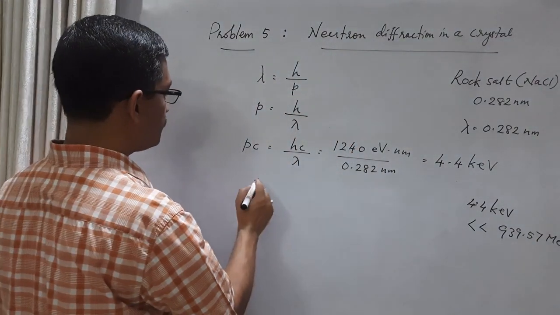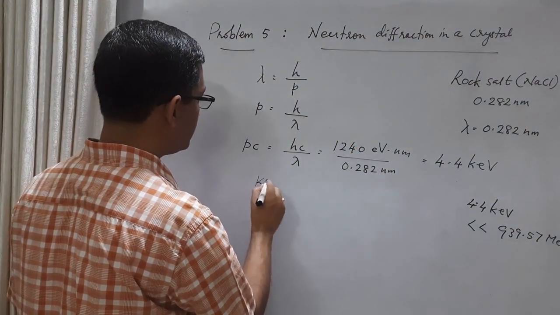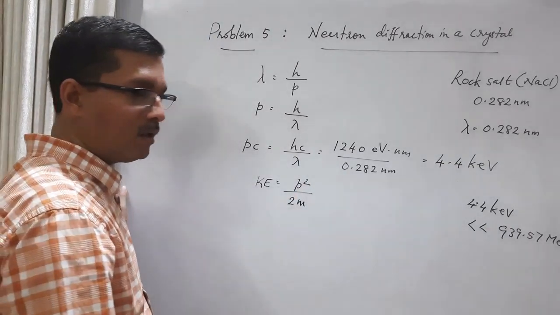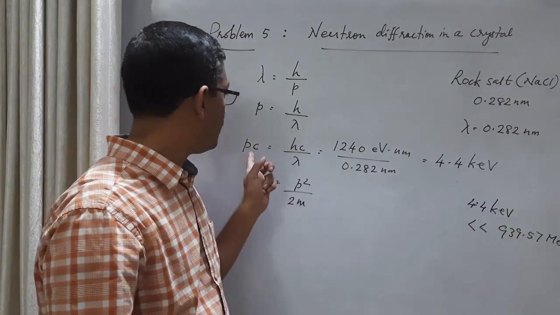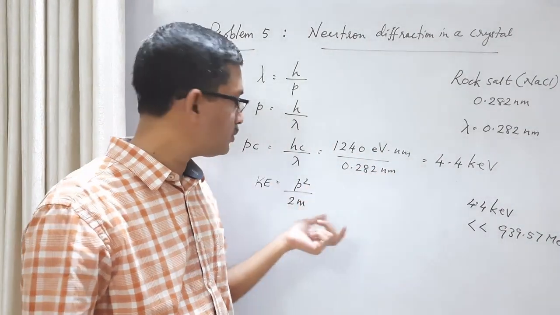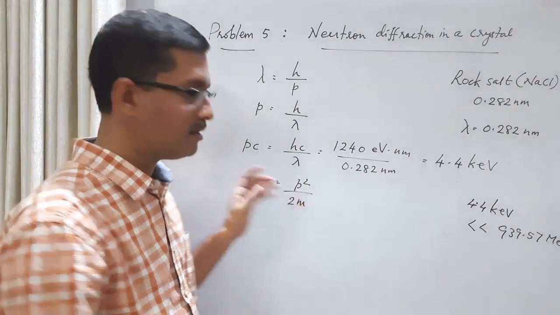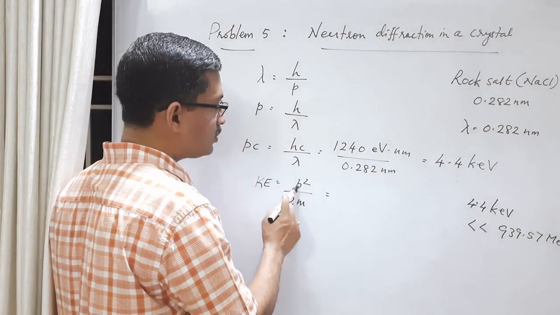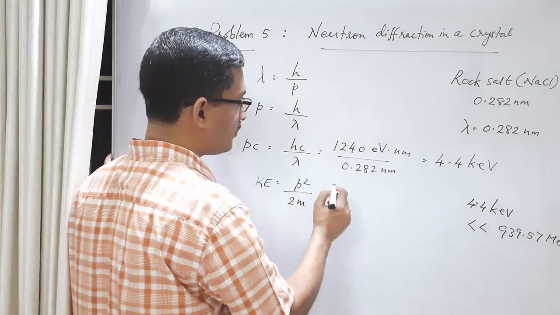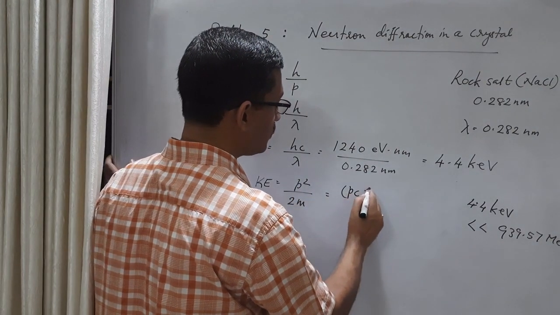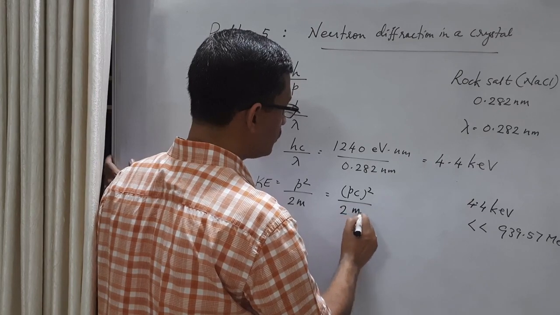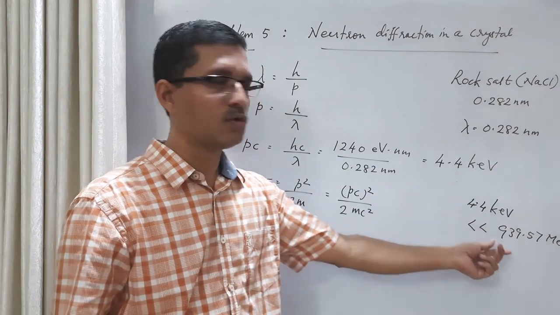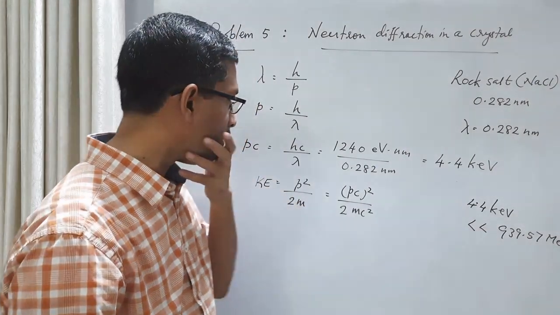What is the non-relativistic formula for kinetic energy? P square by 2m. Since we have calculated Pc, it is better to rewrite this formula in terms of Pc. So let us multiply numerator and denominator with c square. In the numerator we have p square c square, which I can write as Pc whole square, divided by 2 into mc square. Now Pc we know, and mc square, the rest energy of the neutron, we also know.